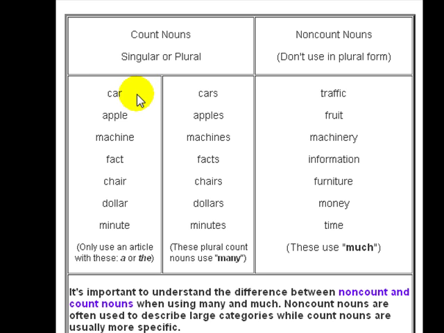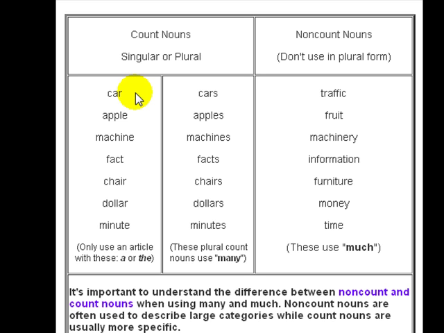For example, car. You can count cars. 1 car, 2 cars, okay? And in the singular form, we will use a or the. For example, I have a car. Okay, we have 1 car, it's a car.